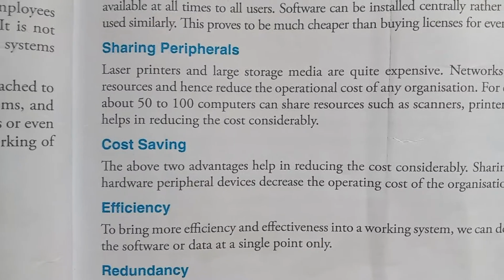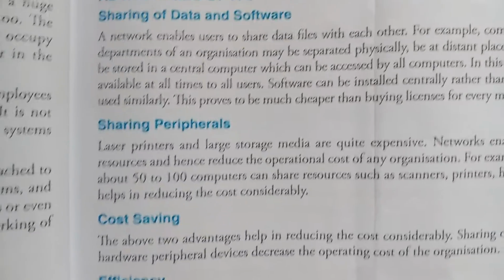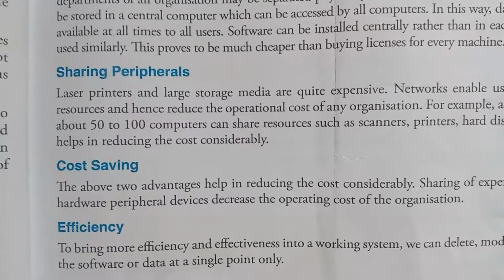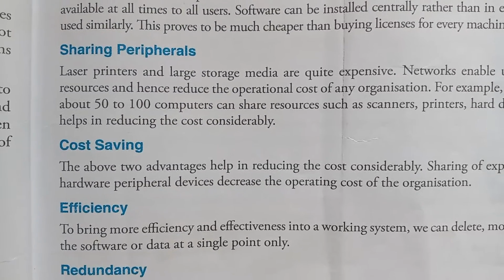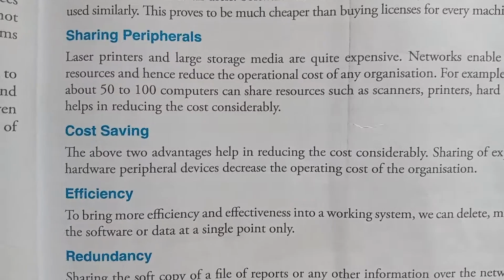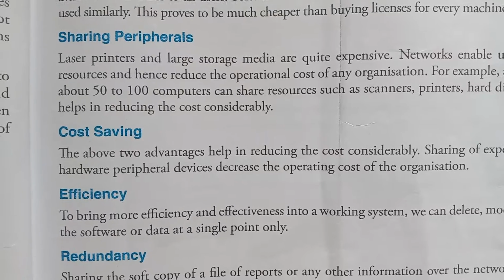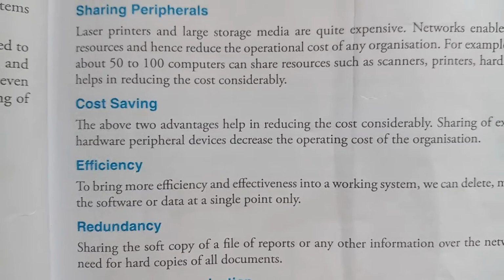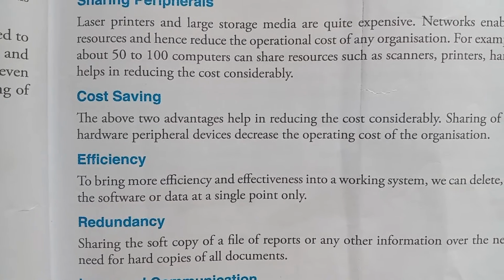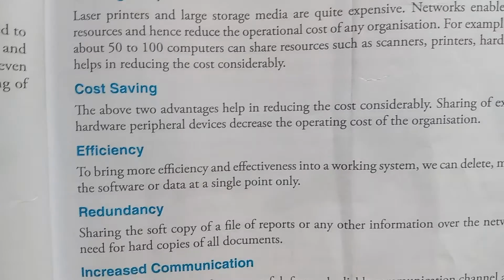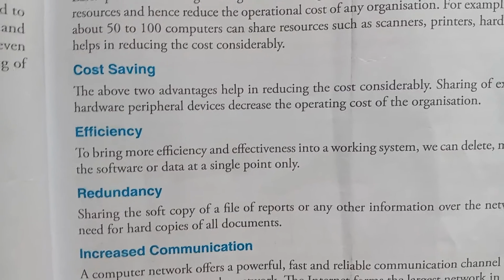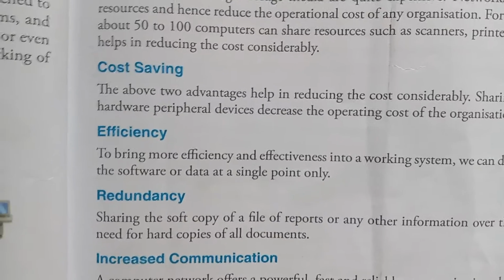Cost saving. Because of these two advantages, sharing of data and software and sharing peripherals, we get a considerable reduction in cost, by sharing expensive software, hardware and peripheral devices, decreasing the operating cost of the organization. Efficiency means to bring more efficiency and effectiveness into a working system. We can delete, modify, or upgrade the software or data at a single point of time. That means whenever we get any type of update in a software, we can do it through a network only.